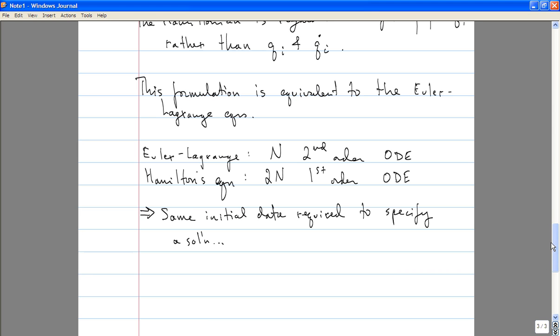So what's the big deal, then, about the Hamiltonian formulation? Well, the big deal is that there are many things that are conceptually clearer in the Hamiltonian formulation. In particular, the Hamiltonian formulation treats the positions qi and the momenta pi on equal footing.